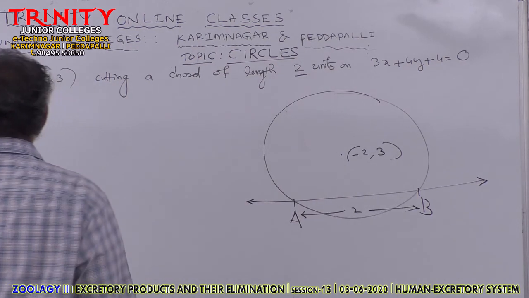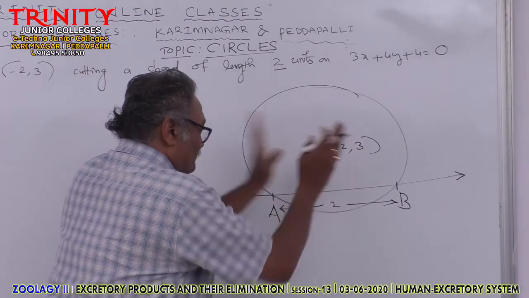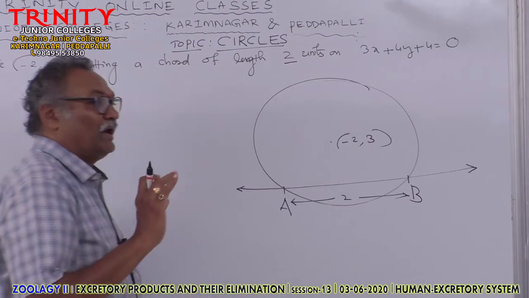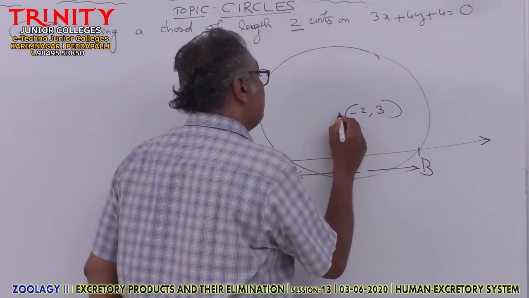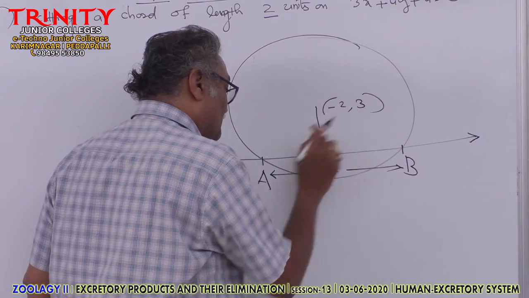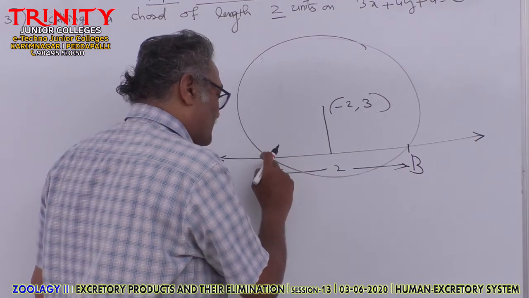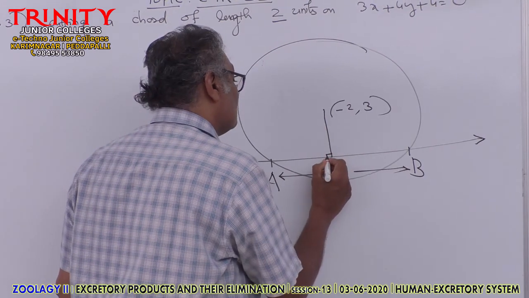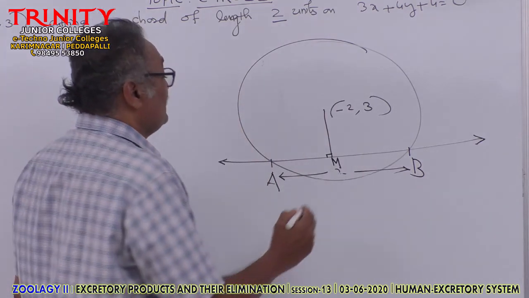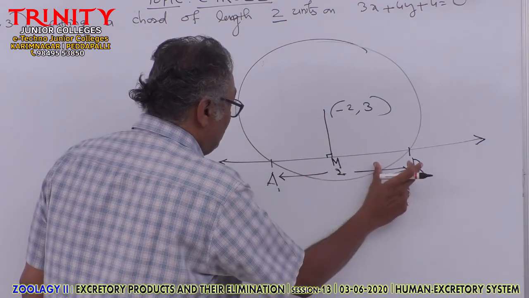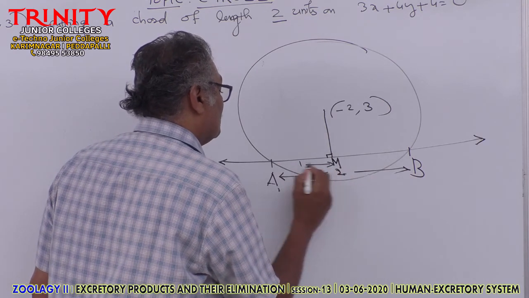So to find the equation of the circle, here we have the center, so we require the radius. How to do that? Draw a perpendicular from the center to this line. It is the perpendicular bisector of AB. It is the midpoint of AB. Here, the length of AB is 2 units. So, AM is equal to 1 unit.